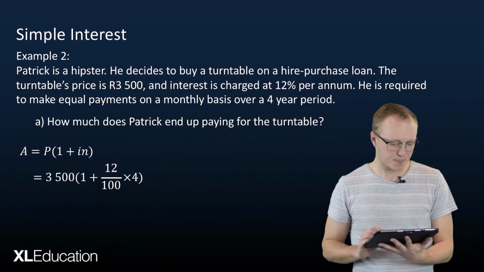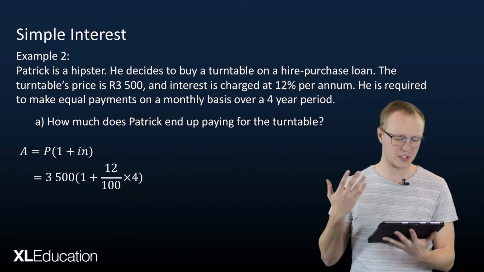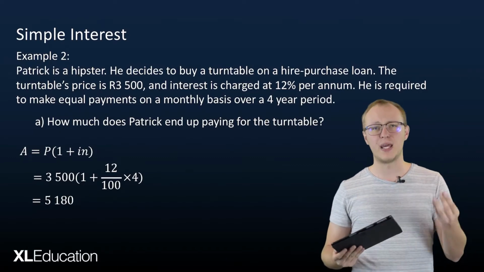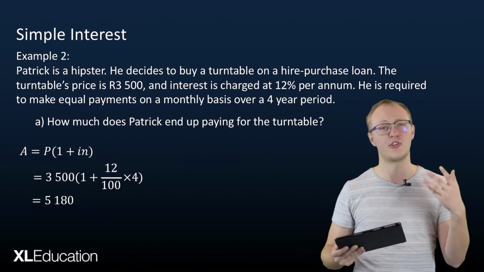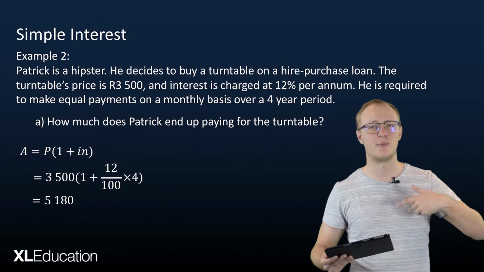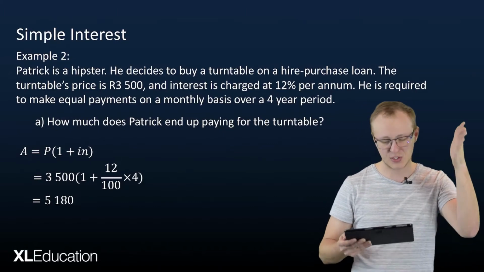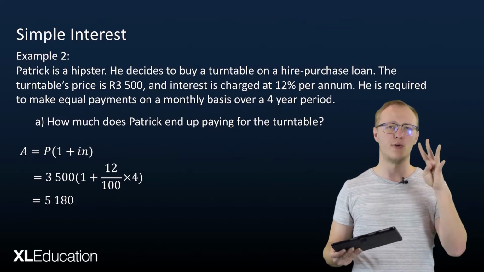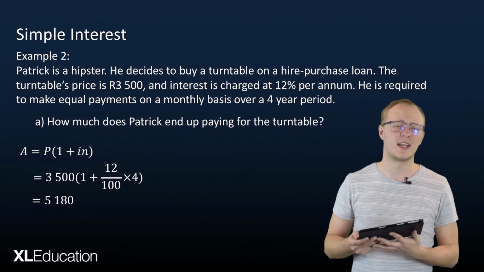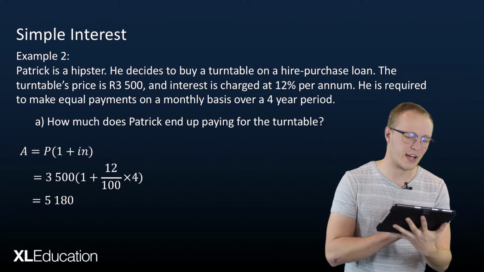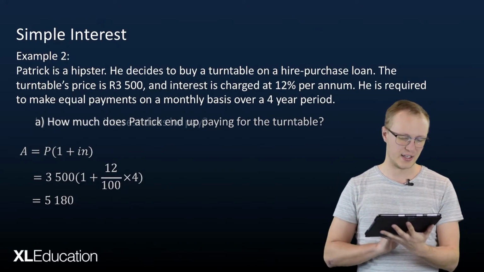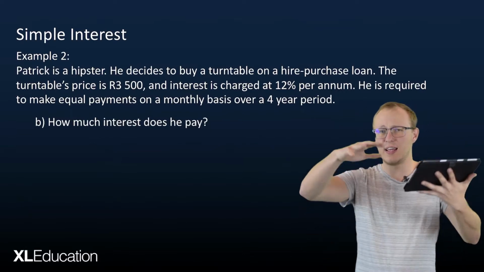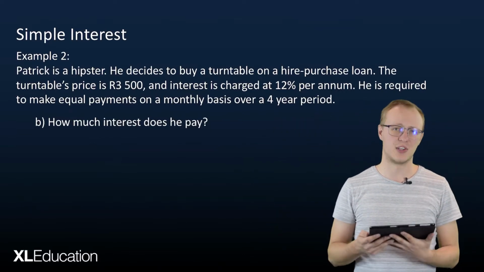But anyway, so we've got to identify what is P, what is I, what is N. So we find that the P, the principal amount, has to be the 3,500 Rand. That's how much the turntable cost at the start. The interest is 12% and the period is for 4 years. So if we put that into the formula, we get 5,180. So it turns out that Patrick paid 5,180 in total for the turntable.